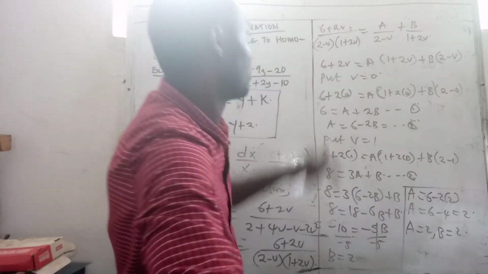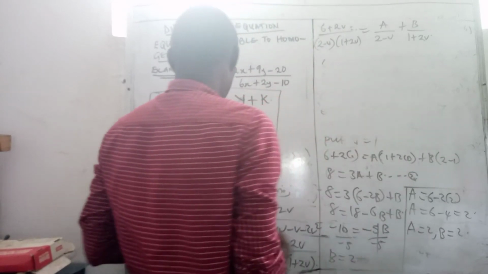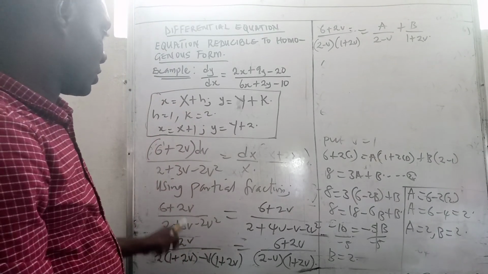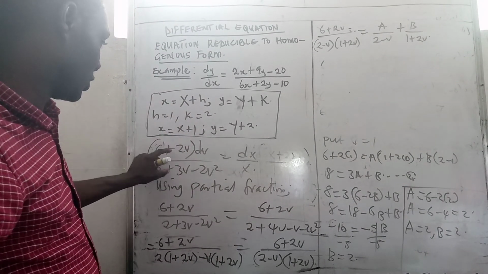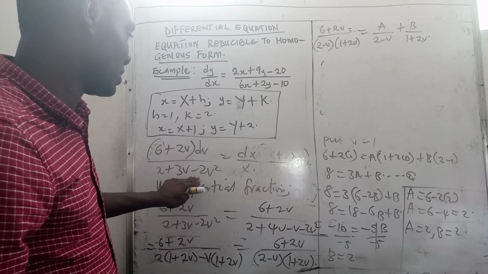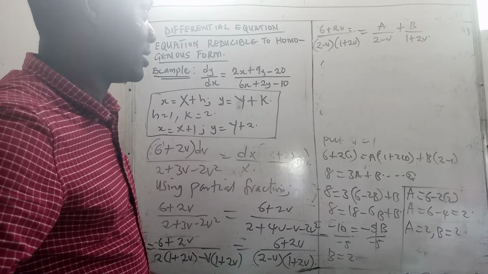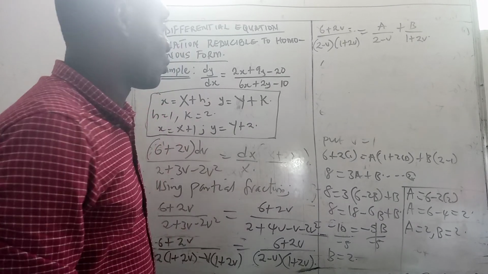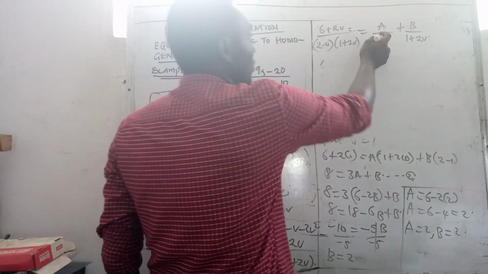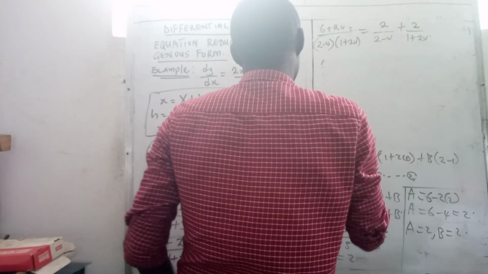So let me continue from this place. My fraction now, I have been able to split into partial fractions. This is what I wanted to split into partial fractions, and I have been able to do that. That's why I wrote it here so that we can continue from there. So this is now equal to 2 and 2. So I'll go back to this now.